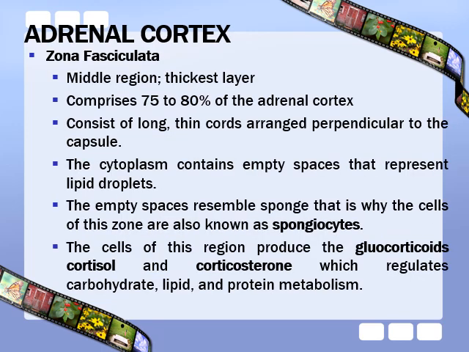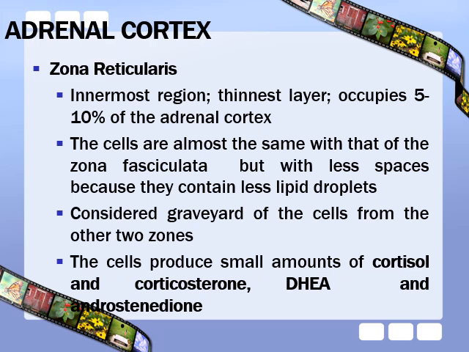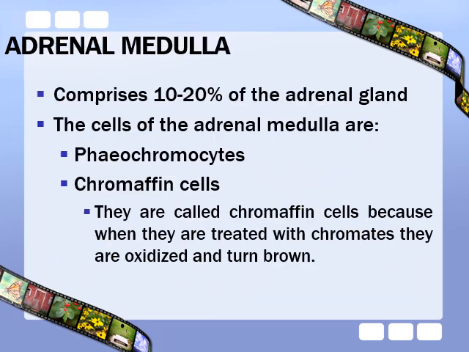So yung fasciculata, middle layer, the thickest layer. So siya yung nagpo-produce ng glucocorticoids, cortisol, and cortisone, which regulate the carbohydrate, lipid, and protein metabolism. Yung reticularis naman, innermost layer, the thinnest layer. So siya yung nagpo-produce ng DHEA and corticosterone and cortisols. So it is considered the graveyard of the cells from the two other zones.